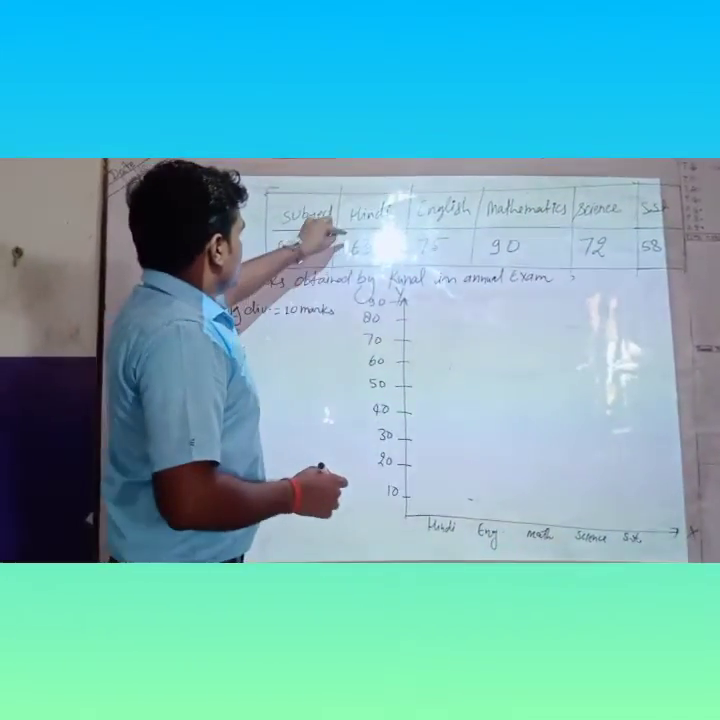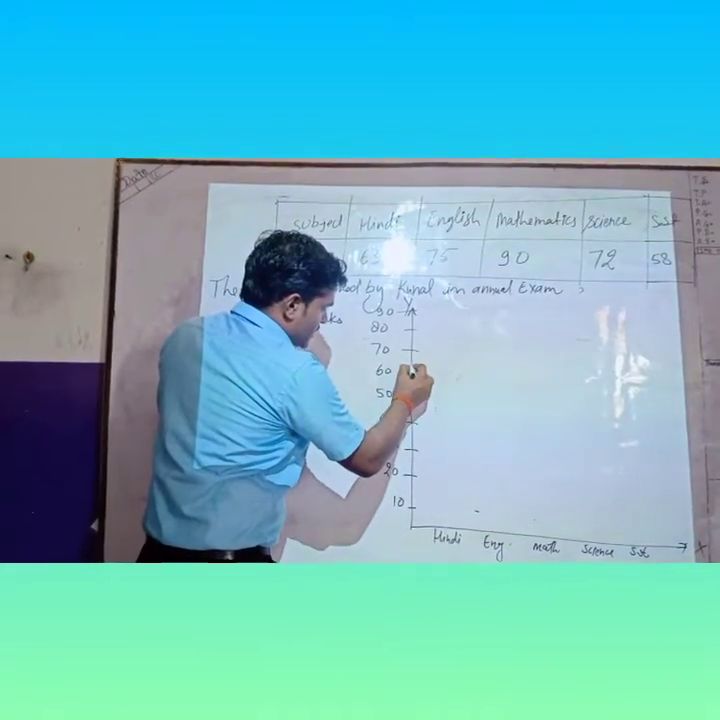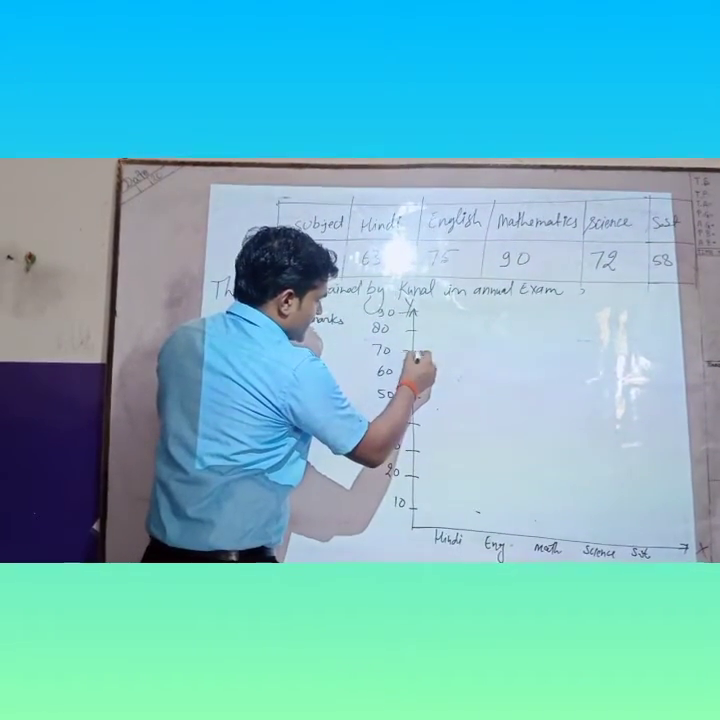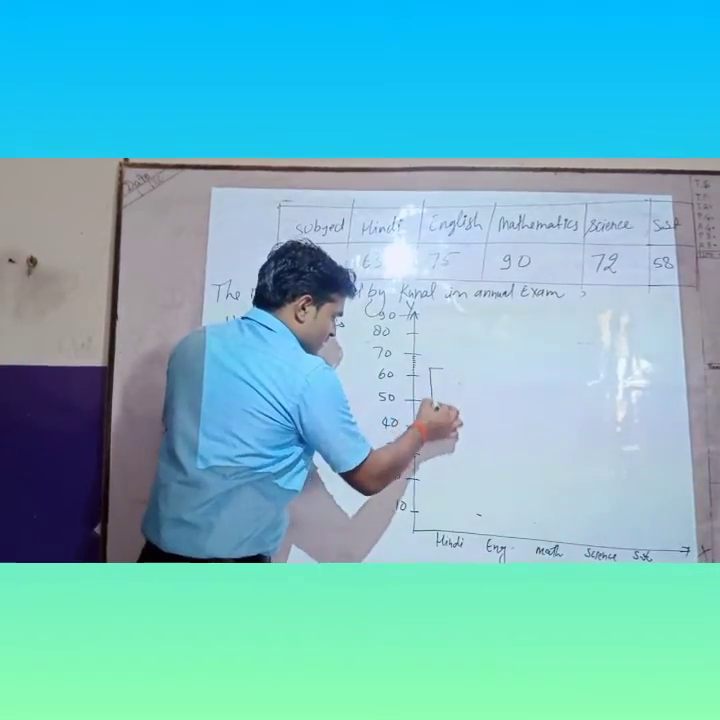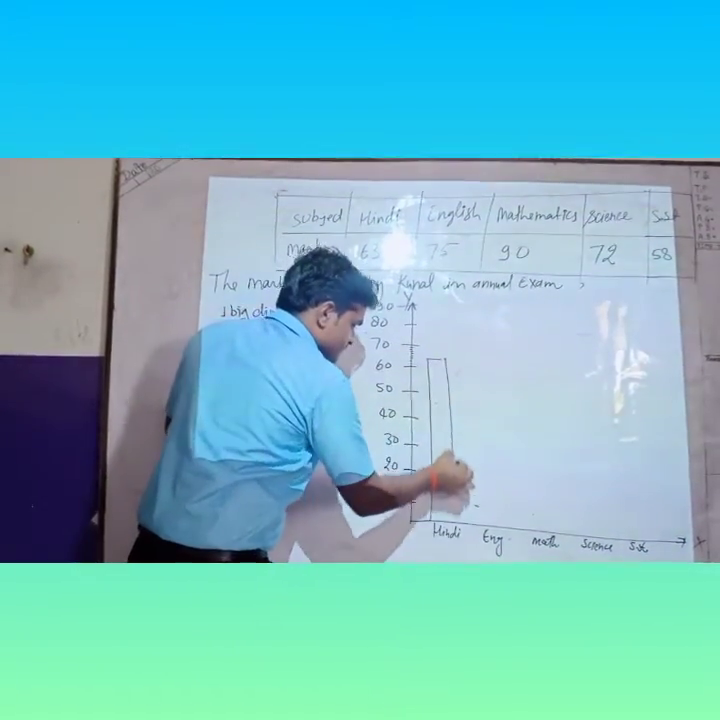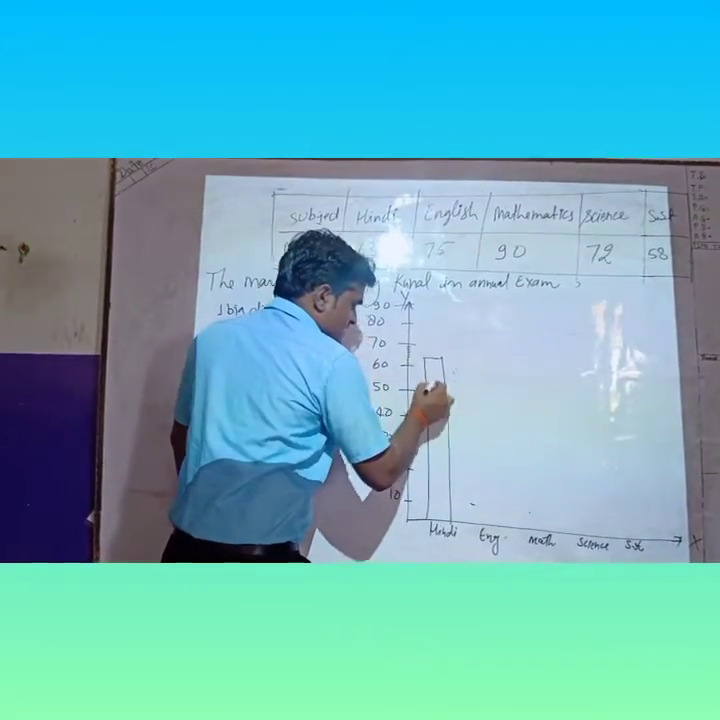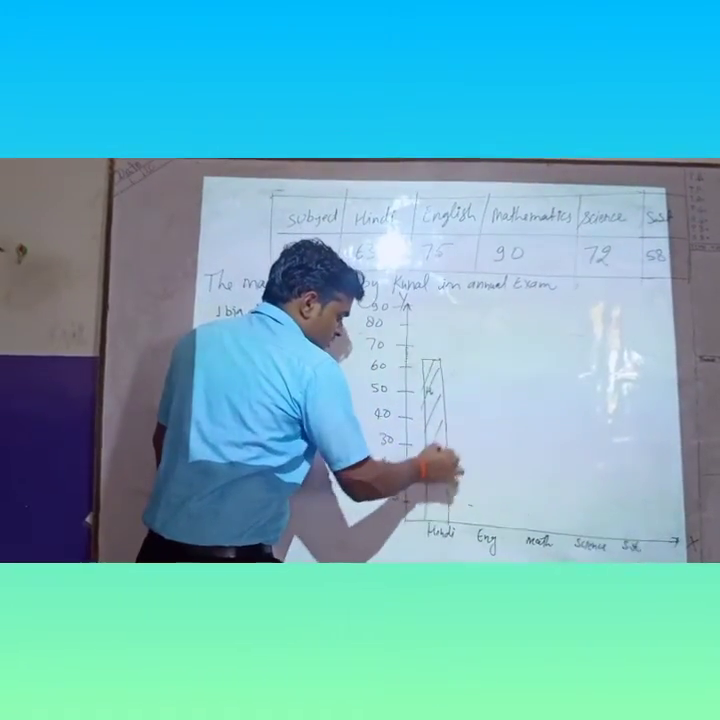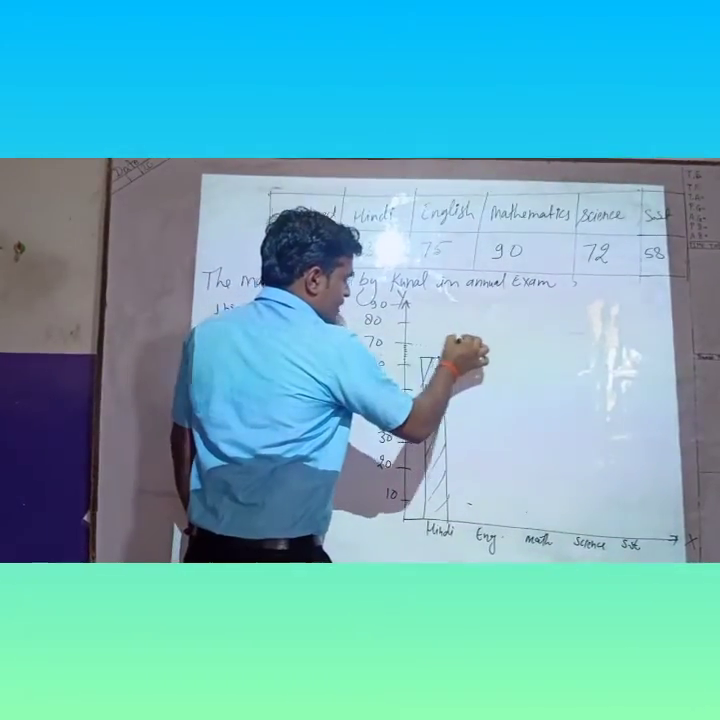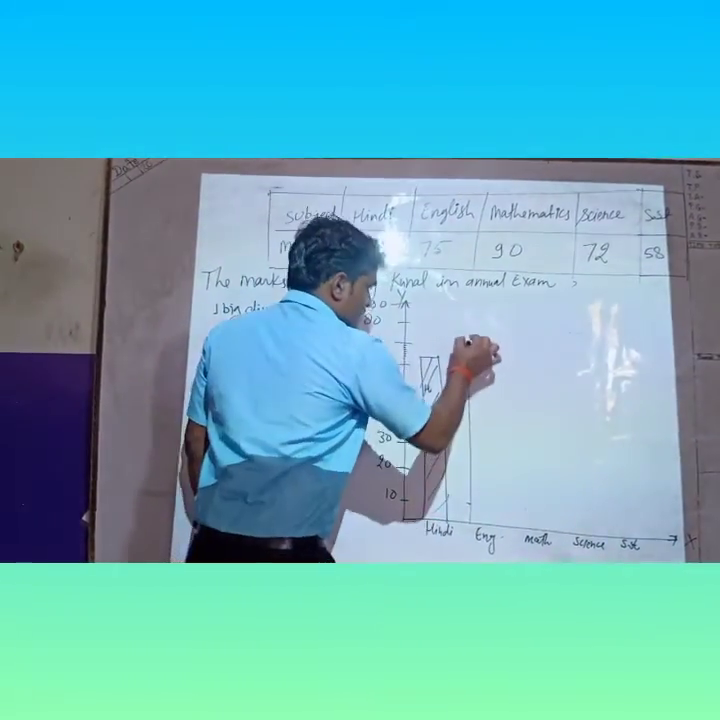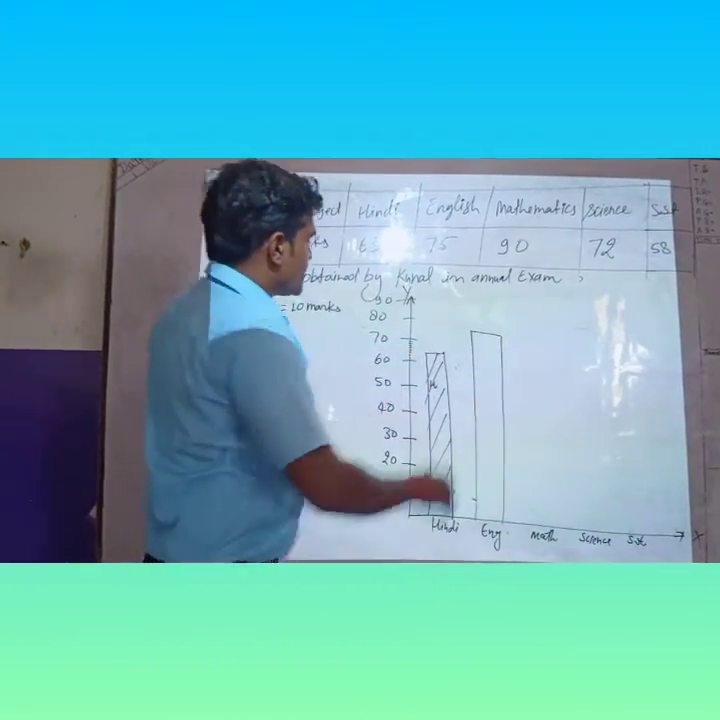So children, in Hindi he got 63 marks. So this is 63, counting 1, 2, 3, 4, 5, 6, 7, 8, 9, 10. So 63 is there. Draw. And this is Hindi. Which subject is this? This is Hindi. Now in English he got 75 marks. So 75 is there. In math he got 90 marks.